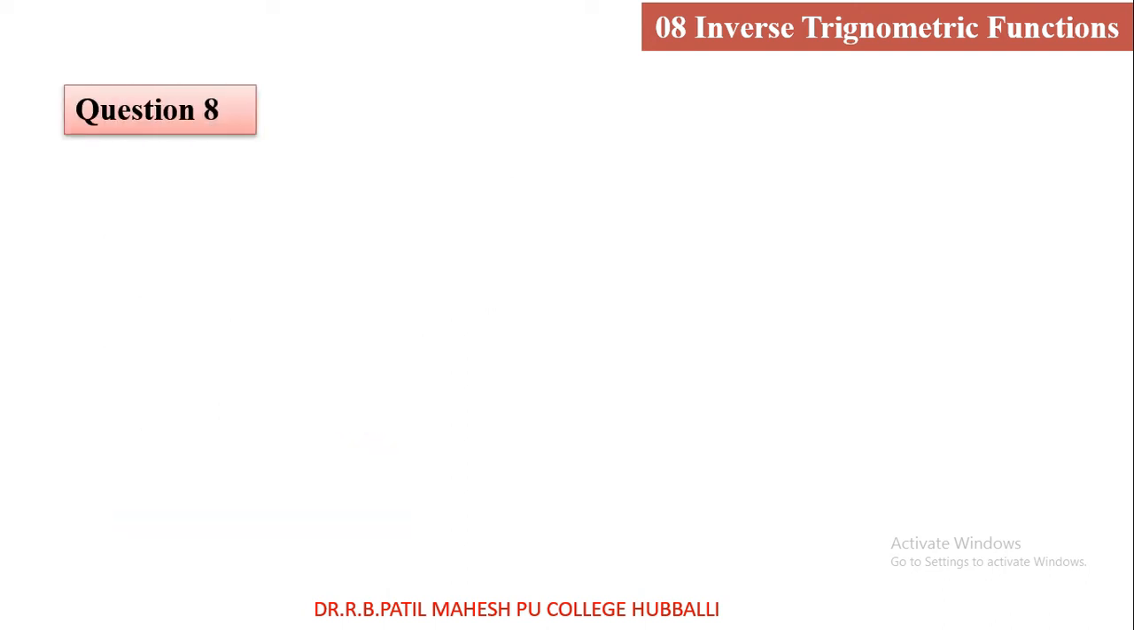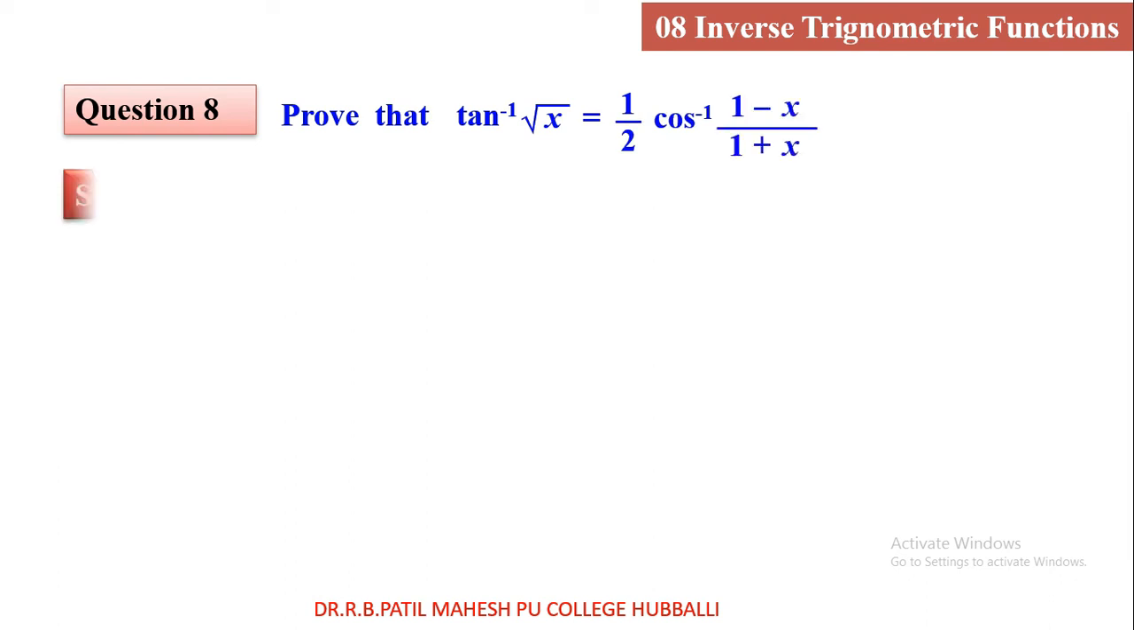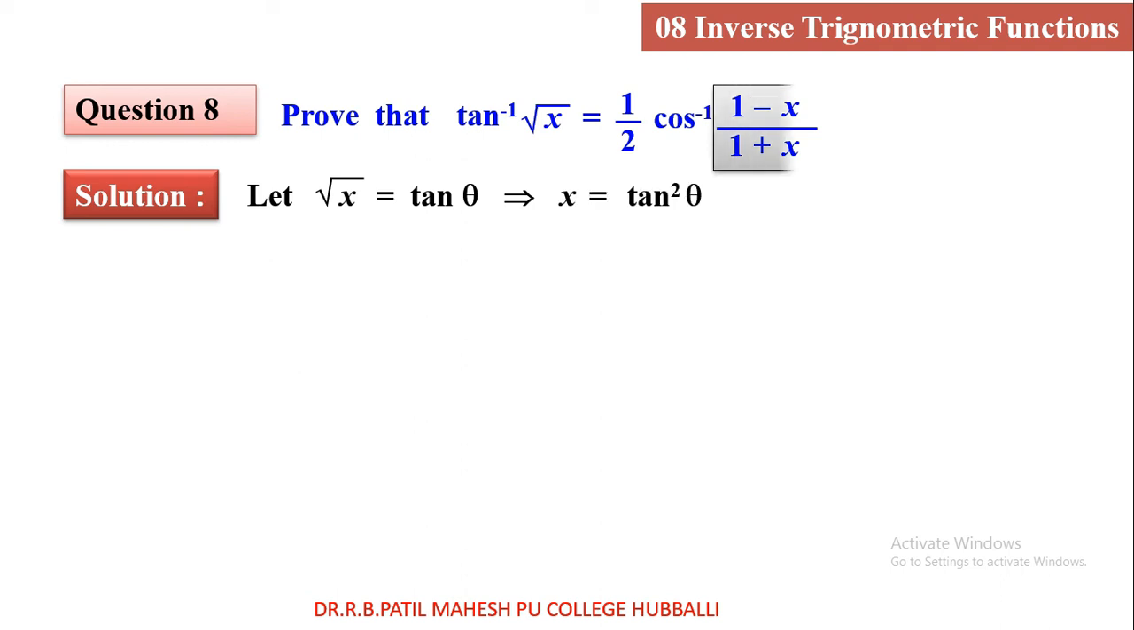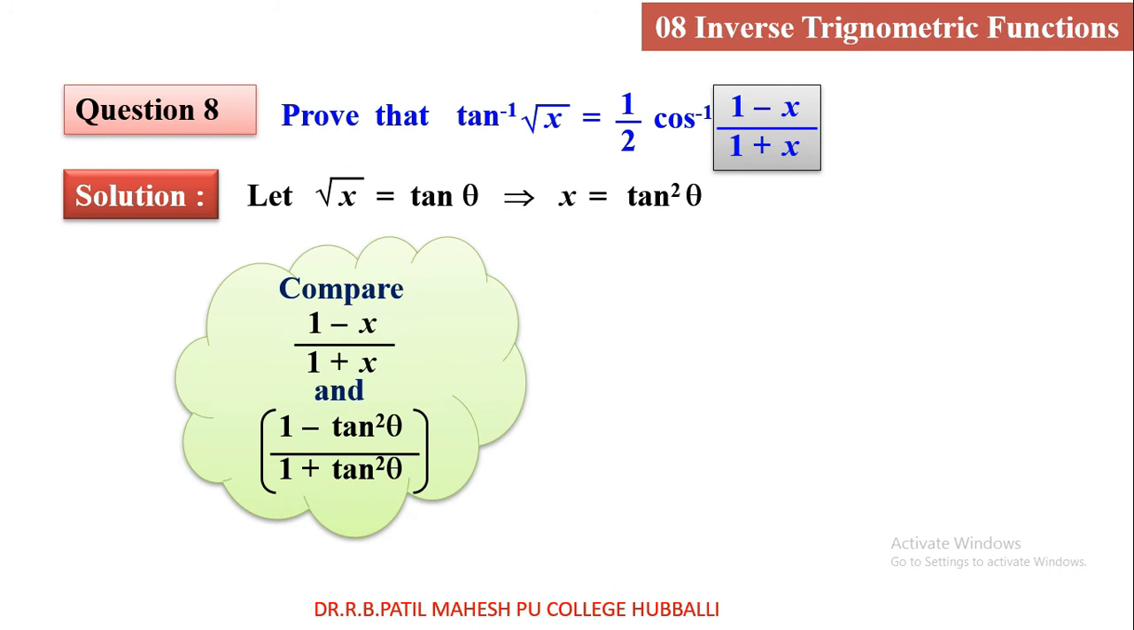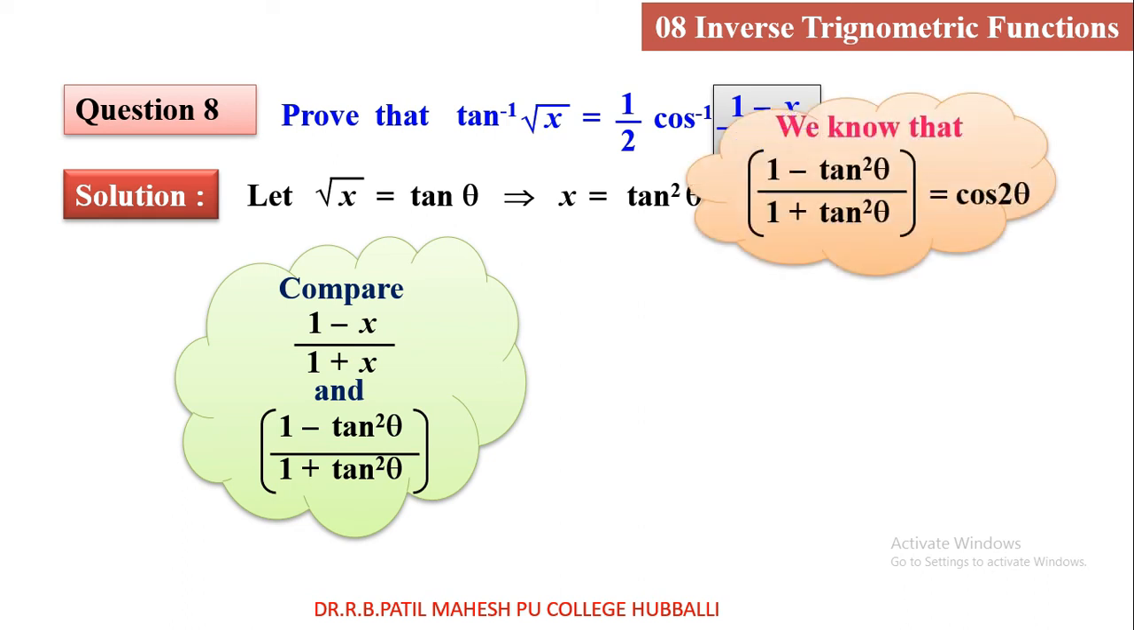Question number 8. Prove that tan inverse root x is equal to 1 by 2 into cos inverse of 1 minus x upon 1 plus x. This is the question that we are going to prove now. Solution. Let root x be equal to tan theta, then squaring on both sides, x is equal to tan square theta. Only you are going to substitute now. Dear students, compare 1 minus x upon 1 plus x and 1 minus tan square theta upon 1 plus tan square theta. So 1 minus tan square theta upon 1 plus tan square theta is cos 2 theta.